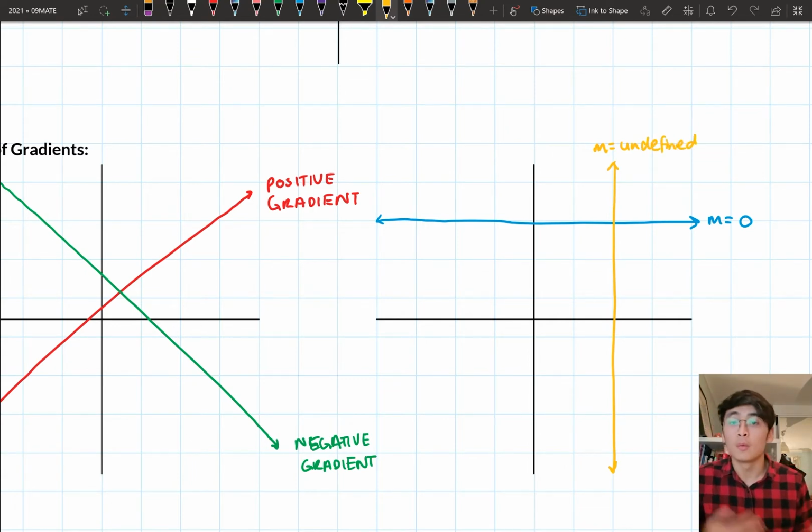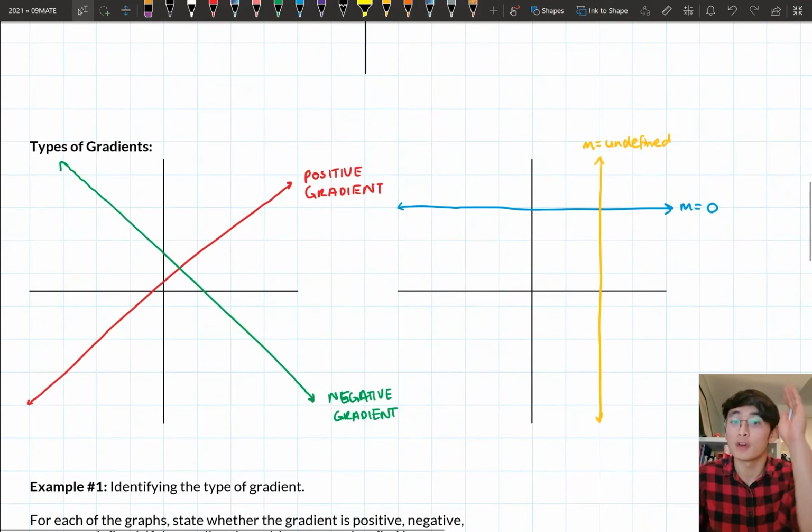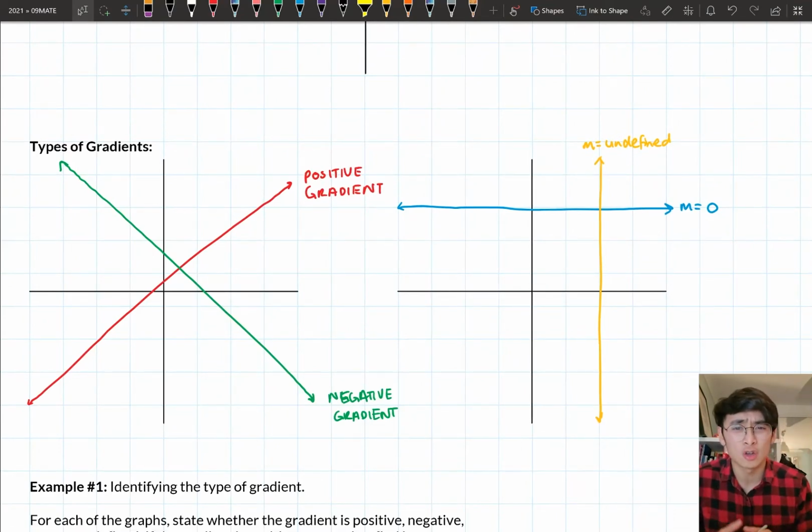Unfortunately, with this gradient formula, we have to go rise over run. If you have a look at this yellow line, there is no run, which means that the run would actually be 0. And in mathematics, we can't divide by 0, which is why the gradient, if you have a vertical line, is undefined. So these are the 4 types of gradients that you're going to notice with graphs.